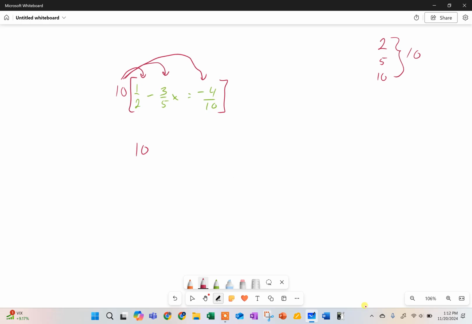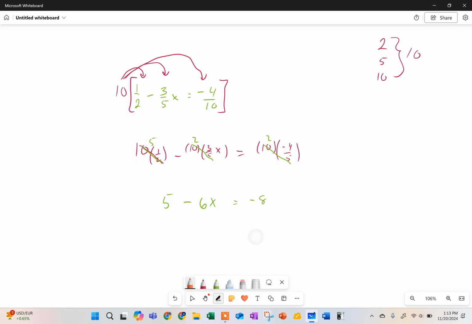So I get 10 times 1/2 minus 10 times 3/5 x equals 10 times negative 4/5. And let's see what happens. Well, half of 10 becomes 5. 5 times 1 is 5. 5 goes into 10 twice, so it's going to be 2 times 3x is 6x equals, and 5 goes into 10 twice. And 2 times negative 4 is negative 8.